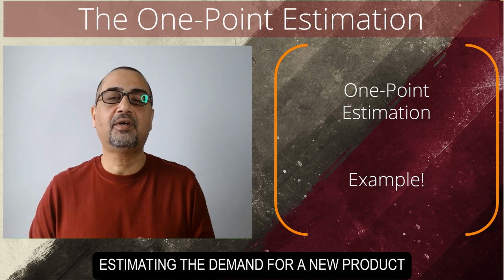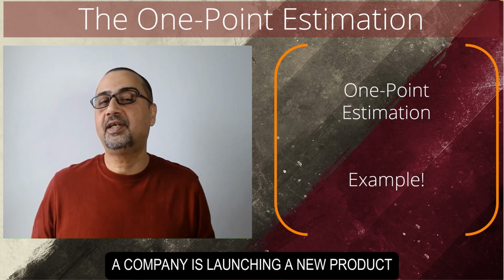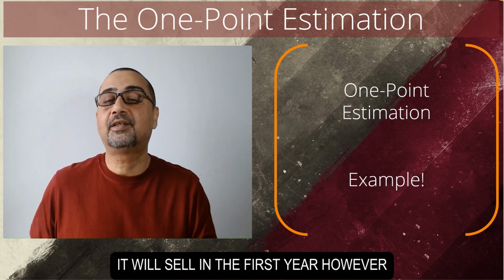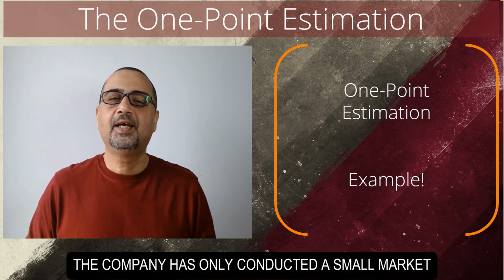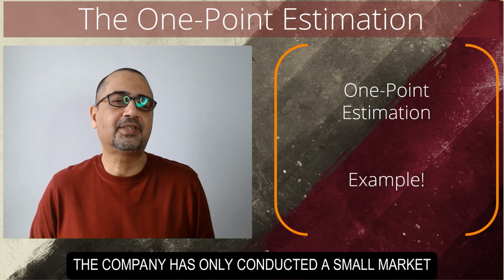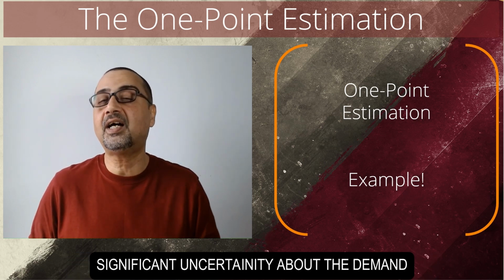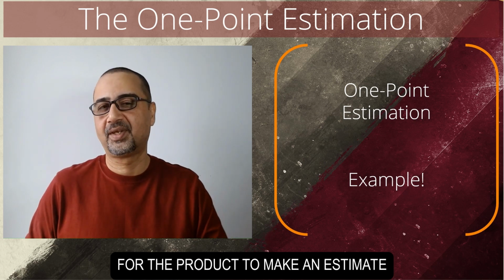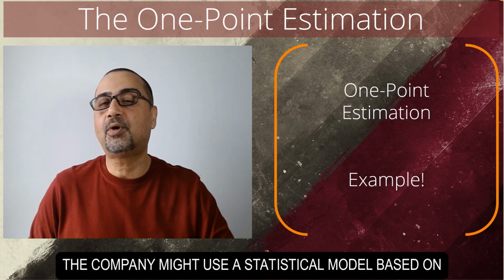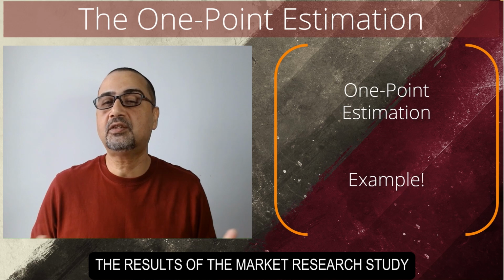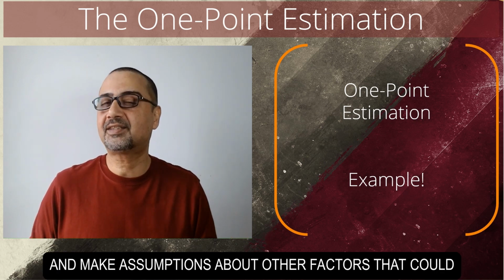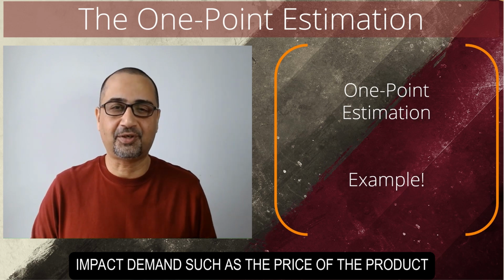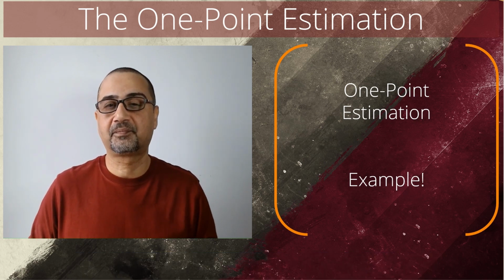Estimating the demand for a new product. A company is launching a new product and wants to estimate how many units it will sell in the first year. However, the company has only conducted a small market research study, and there is significant uncertainty about the demand for the product. To make an estimate, the company might use a statistical model based on the results of the market research study and make assumptions about other factors that could impact demand, such as the price of the product and the level of competition.